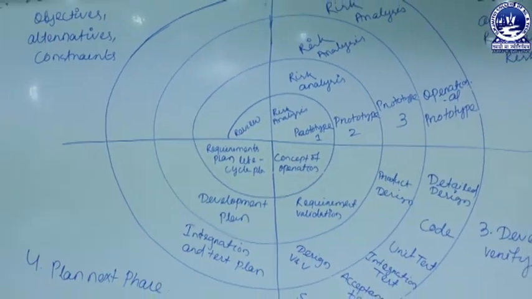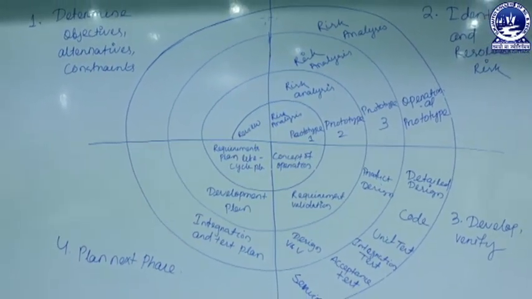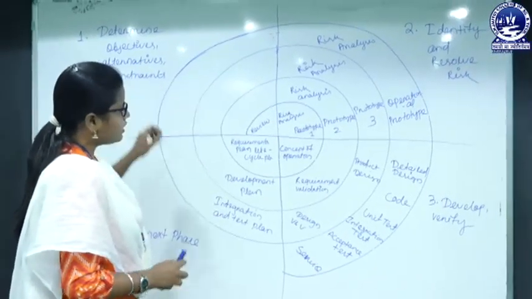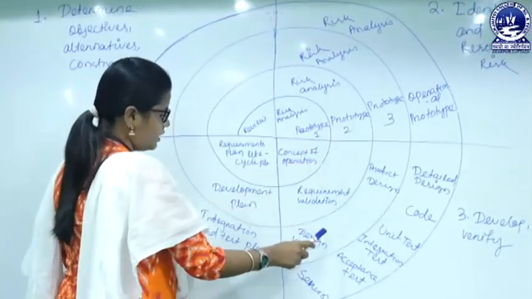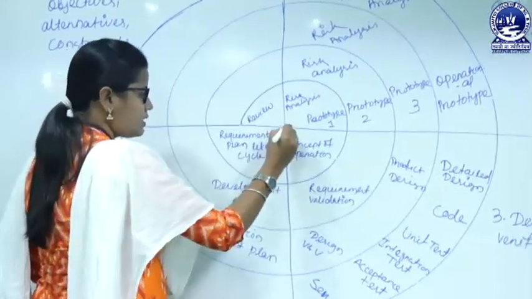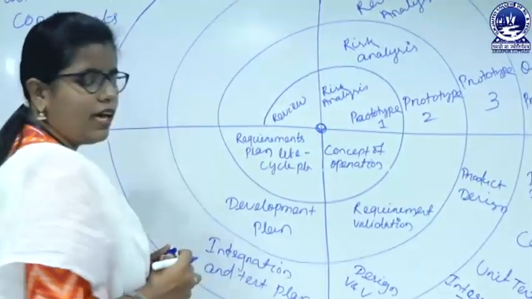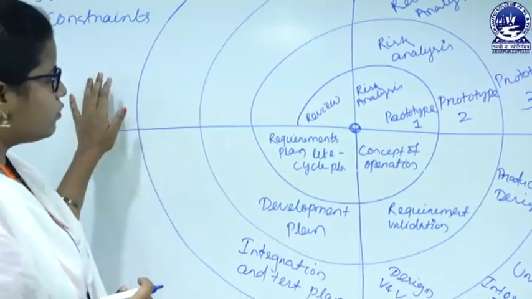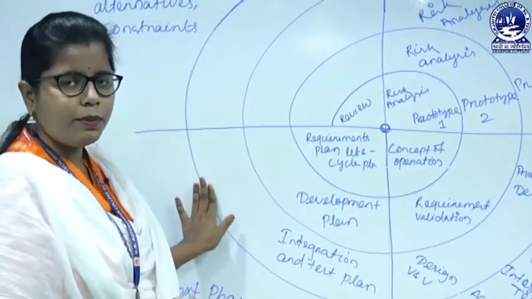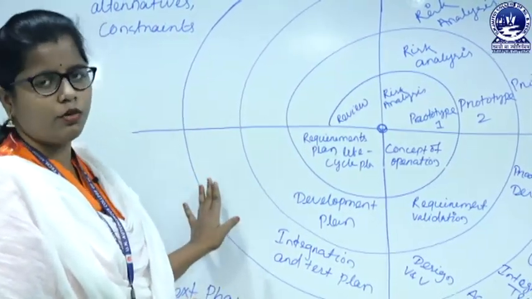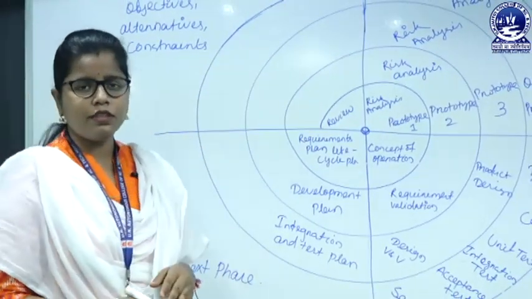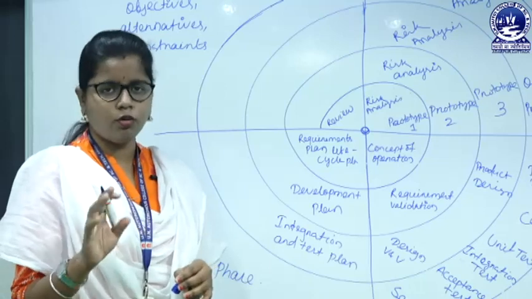If you look at the figure, there are four quadrants. This is our first quadrant, this is our second quadrant, this is our third, and this is our fourth. If you consider this as the origin, then we have four quadrants: 1, 2, 3 and 4. I repeat, just look at this figure very carefully. So what phases do we have in the spiral model? We have four phases.